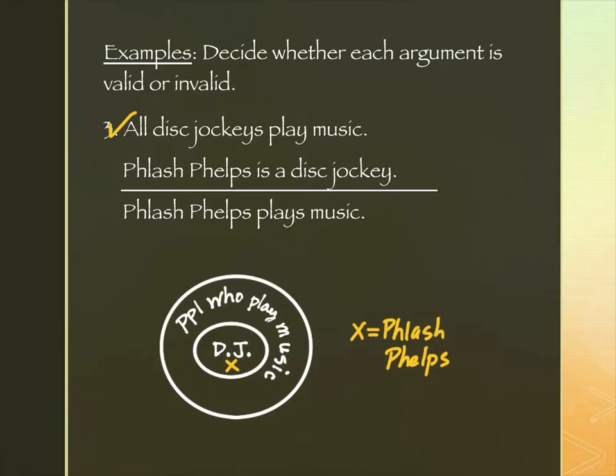Now we've created our first two pieces of our diagram, and our question is, do I know for sure that Flash Phelps plays music? I do, because the inner circle, which includes Flash Phelps, is guaranteed nested inside of the outer circle, which is all the people who are playing music. So I don't want you to think that this is valid because there's only one location for X. It's valid because the X happens to also now reside in the circle that's larger, which is the circle I'm describing, right? The people who play music. So this is a valid argument.